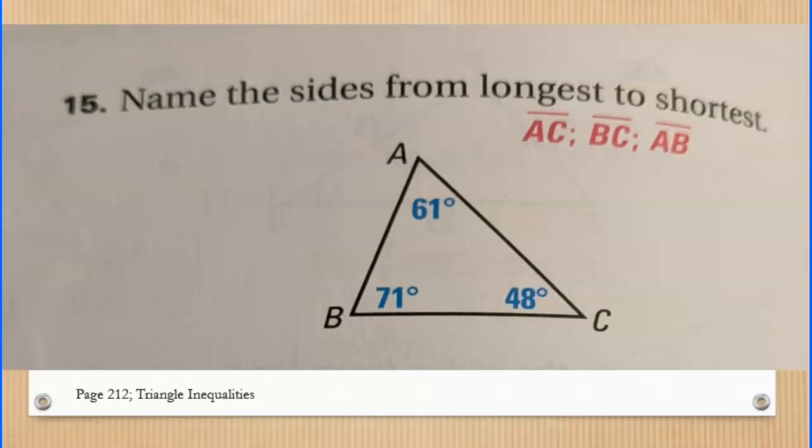All right, this should be pretty easy, naming the sides from longest to shortest. It works right in conjunction with the biggest angles. So the longest side, for angle 71, that's the largest, is going to be AC. The second largest, BC. The third largest, AB.